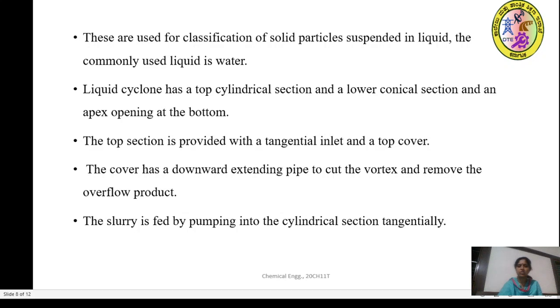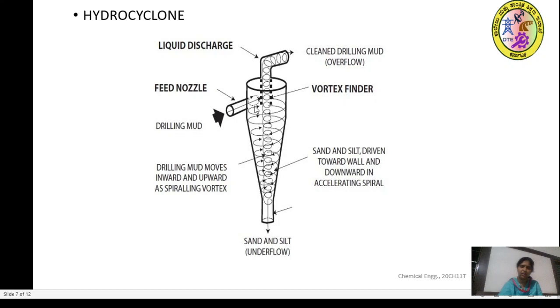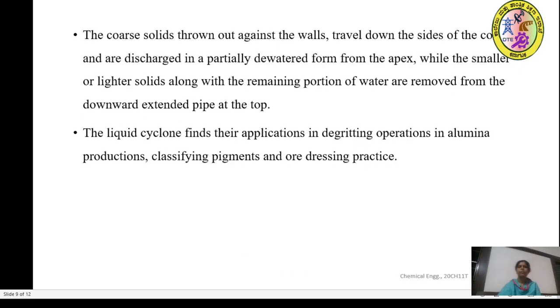And the slurry to be cleaned is fed by pumping into the cylindrical section tangentially. We send this slurry tangentially into the cylindrical section. After that, by centrifugal force of action, the coarse solids are thrown outwards towards the wall, and they will travel down the sides of the wall and are discharged partially and dewatered from the apex, while the smaller or lighter solids along with the remaining portion of the water are removed from the downward extended pipe at the top.